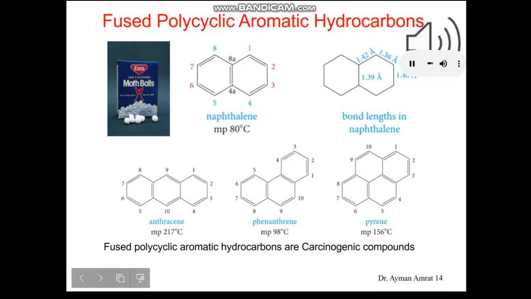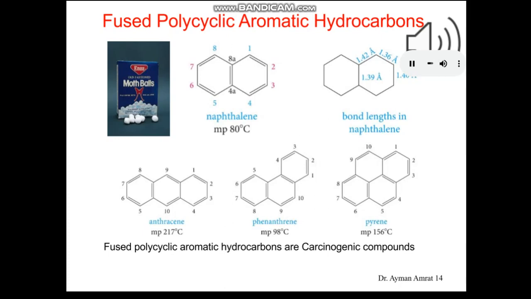Fused polycyclic aromatic hydrocarbons contain two or more fused benzene rings. In the first example, naphthalene, two fused benzene rings. The melting point is 80 degrees centigrade. The second example is anthracene. Anthracene is composed of three fused benzene rings. The melting point is 217 degrees centigrade. The melting point of anthracene is higher than naphthalene.